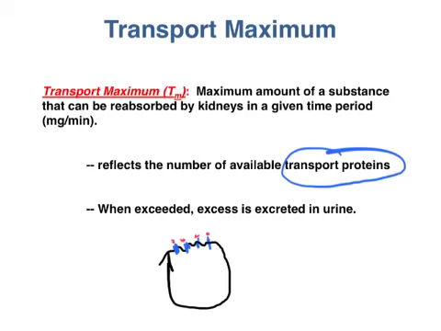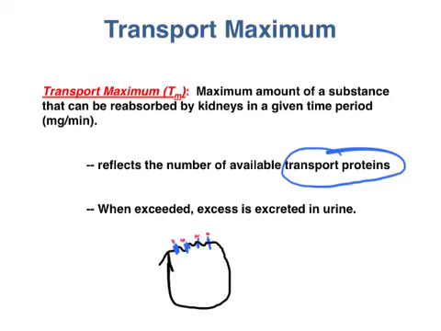That's why they get glucose in their urine. This is also why if you take massive quantities of a water-soluble vitamin, like vitamin C, there are transport proteins that can pick up vitamin C and reabsorb it. However, if you've taken massive quantities of vitamin C, you're going to have massive quantities of vitamin C in your filtrate, and you won't be able to reabsorb it all, and you will have lots of vitamin C in your urine.